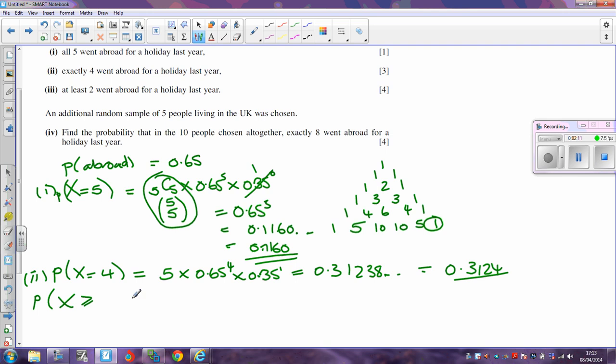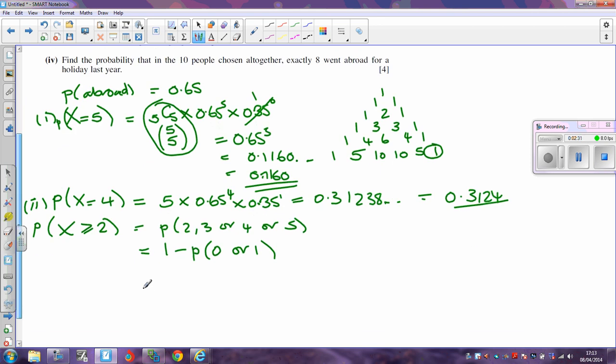Okay, the next part asks me to find out the probability that x, so the number of people who go abroad from our sample, is greater than or equal to 2. Well, that's the probability of 2 or 3 or 4 or 5 people going abroad. And it's much easier then to work out 1 minus the probability of 0 or 1 person going abroad. So let's just figure that out.